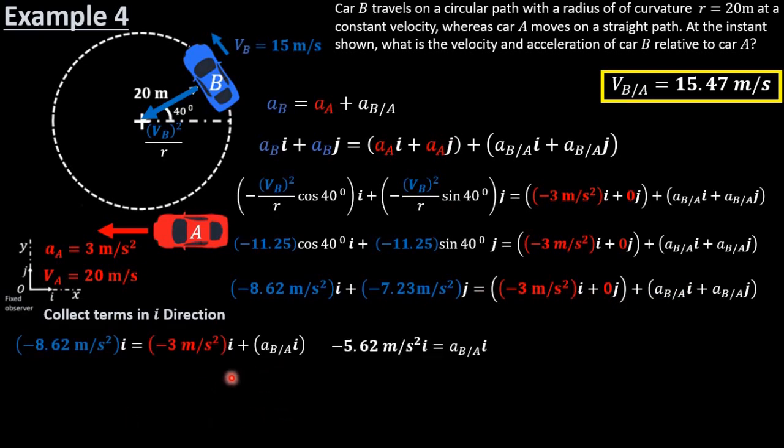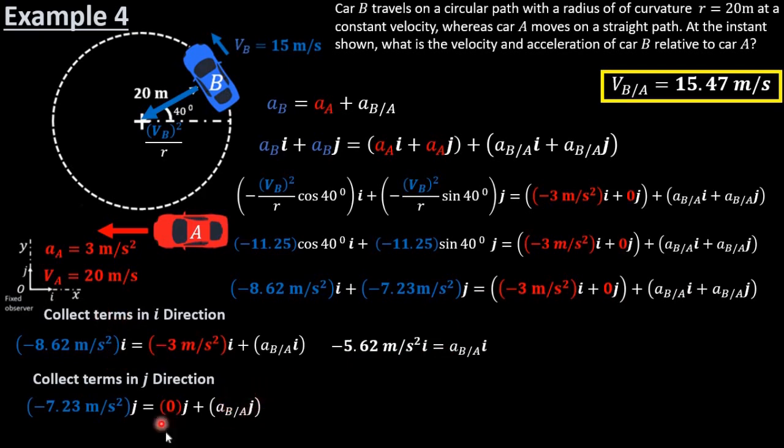Solve for the acceleration in the I direction, so the relative acceleration, which comes out to be minus 5.62 meters per second squared. Collect the terms in the J direction to get this. Solve for the acceleration in the J direction, and you get minus 7.23 meters per second squared, and that is in the J direction.